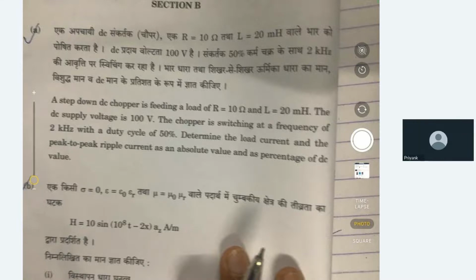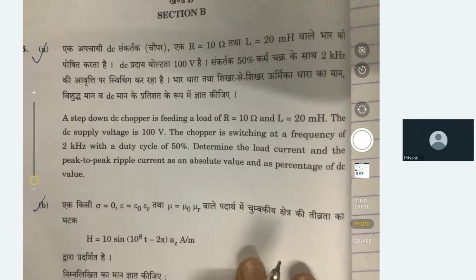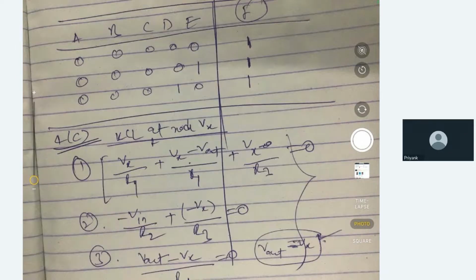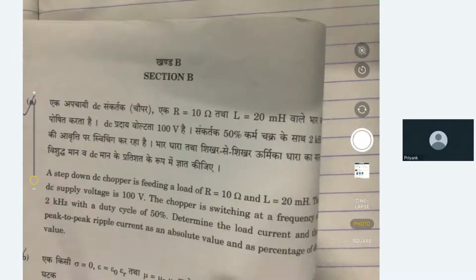Now coming to section B. The first question was easy, the step down chopper. Actually, last year they asked so many questions from the buck converter and buck boost converter. Now they have come to chopper, and it was an easy question. So let's do section B, 5A.